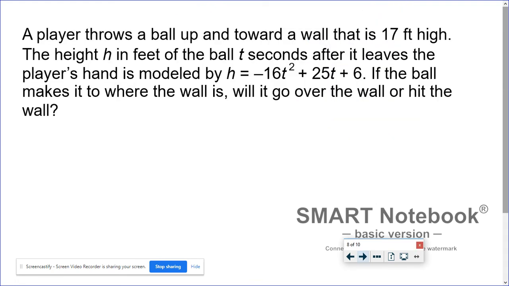We have one question left that is very similar. It's just a different setup, or a different scenario, but it's the same idea. Throw a ball up, a wall is 17 feet high. You have a model that represents the height of the ball, given the amount of time that has passed since the ball left the person's hand. Can the ball go over that 17-foot high wall? So you're going to take that 17, substitute it in for h, and then find the discriminant. If the discriminant is positive, the answer is yes. If it's negative, it's no.